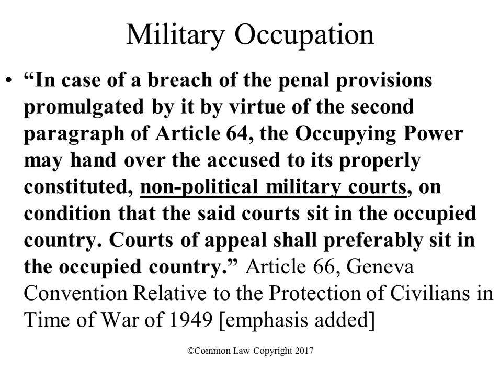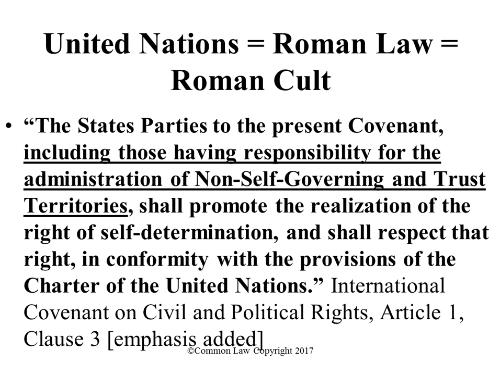So, again, the part I wanted to stress is non-political military courts. They're all military. You see those black robes they're wearing, that's military uniform. And they're supposed to be non-political, and yet they're bought and paid for, and we're going to go through stuff that shows that. And the International Covenant on Civil and Political Rights, Article 1, Clause 3, talks about these occupied territories. It says the state parties to the present covenant, including those having responsibility for the administration of non-self-governing and trust territories. Okay, well, that's an occupation.